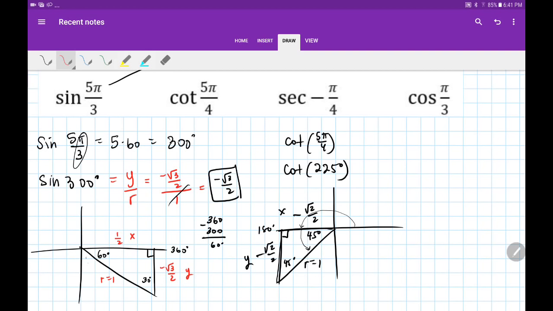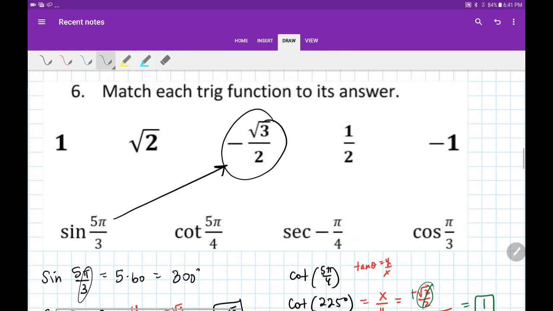Cotangent's the reciprocal of tangent. So if tan theta is y over x, then cotangent's going to be x over y. So my x value is negative root 2 over 2. My y value is negative root 2 over 2. And when I divide something by itself, they cancel. The negatives cancel with each other as well and turn into positives, and I'm left with positive 1. So I'm going to match cotangent of 5 pi over 4 with its equivalent expression, which is positive 1.